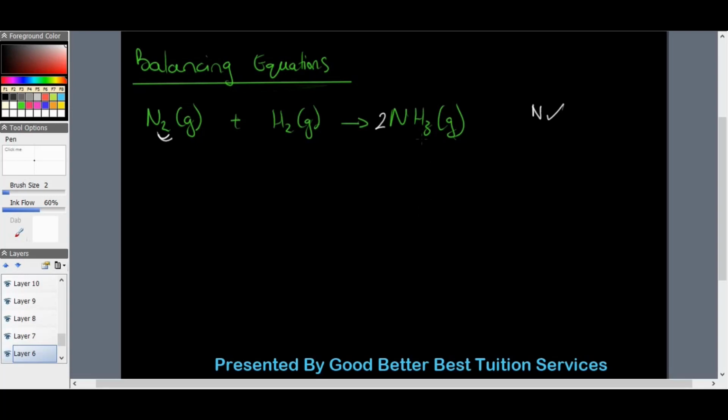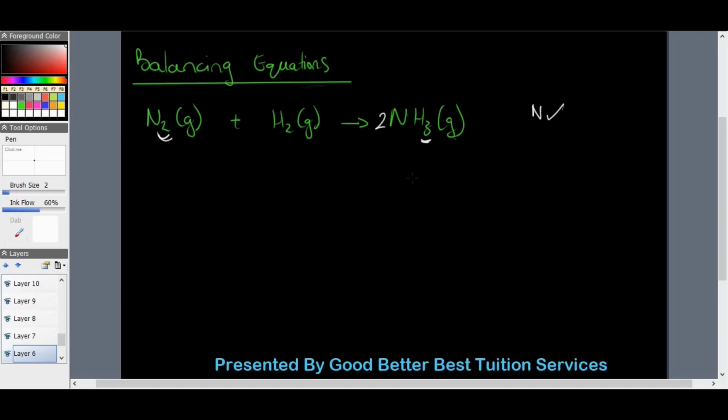My hydrogens: I have 3 on the right and 2 on the left. But remember, think of this 2 as doubling everything here. Before I had 1 nitrogen atom with 3 hydrogen atoms bonded to it. Now I've got 2 ammonia compounds. Think of it like that. So I have double the amount of nitrogen and double the amount of hydrogen.